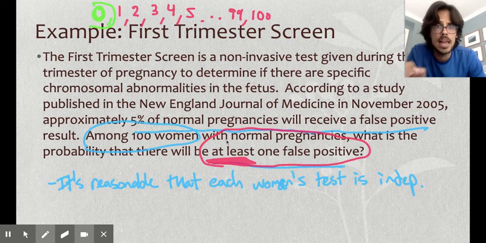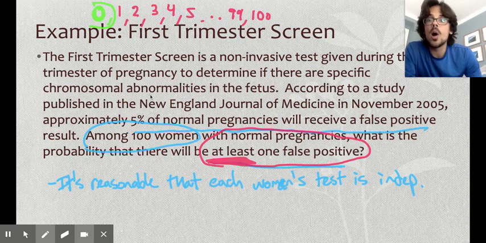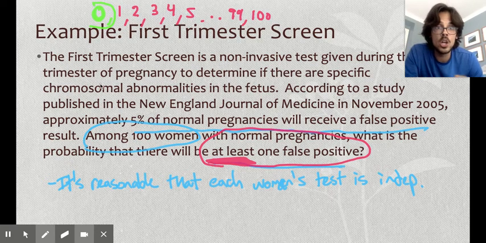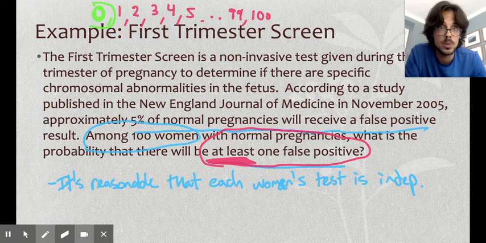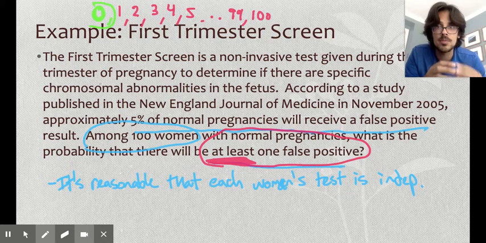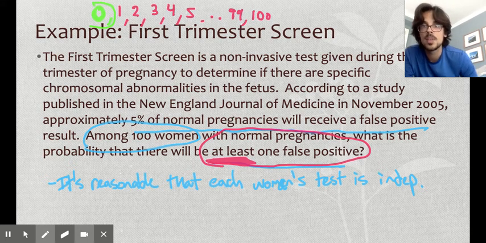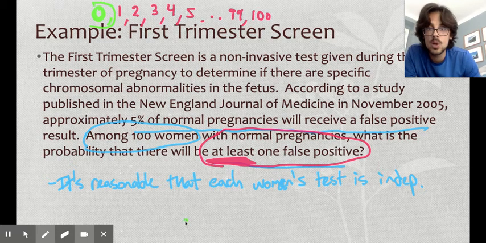When you see the words at least or at most, you're probably being set up to do a complement type of problem. So I need to find the probability that in 100 women, none of them have a false positive. That's what I'm being asked to do. Well, what's the probability for an individual, for one out of those 100 women, that they don't have a false positive? If 5% of pregnancies have a false positive, that means the probability they don't have a false positive is going to be 95%.